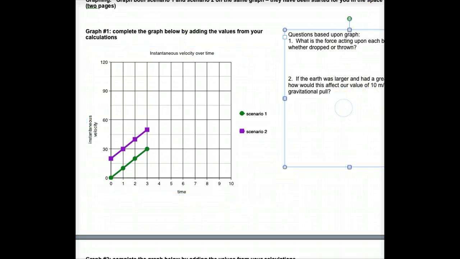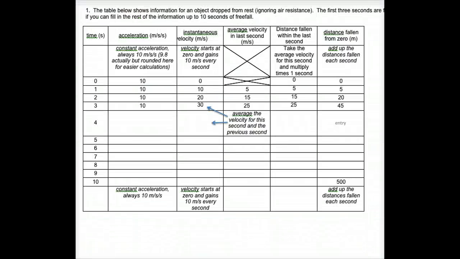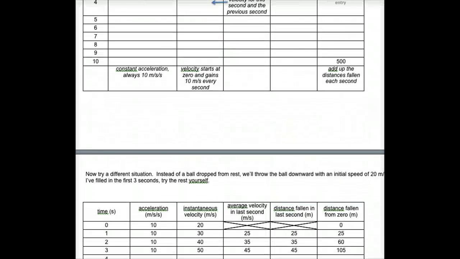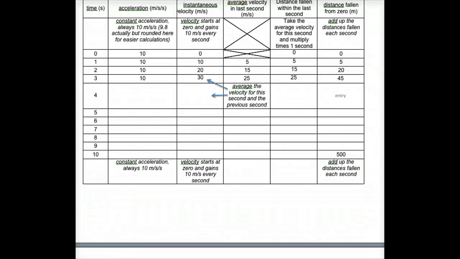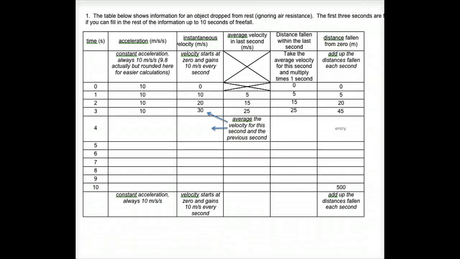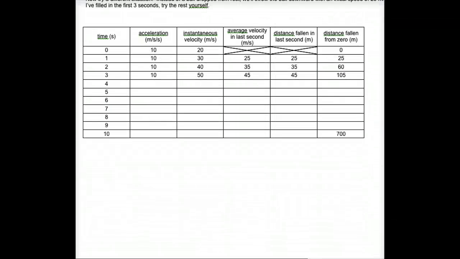And then here's a couple questions. There's a second graph. Complete the graph below by adding values from your calculation. We're still comparing scenario 1 and scenario 2. So notice that scenario 1 is this chart. Scenario 2 is the second chart. We're comparing what happens when you just drop a ball. That's these calculations. And then our second line is scenario 2. So I hope that helps.